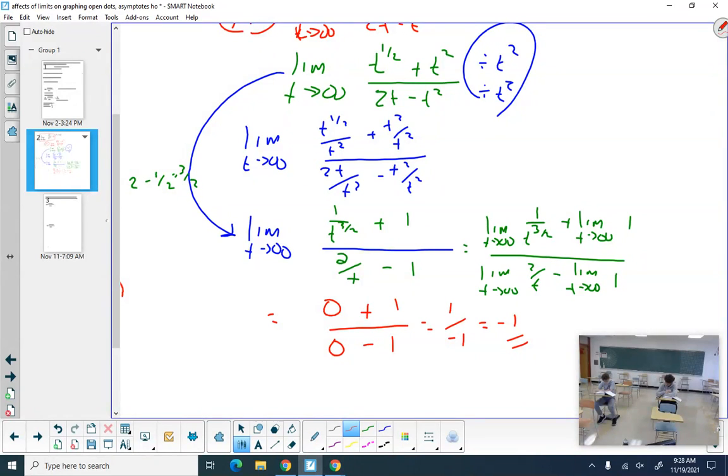Okay, what we're going to do today is we're going to take a look at graphically what are the effects of limits. What effects does limits have to our graphs?